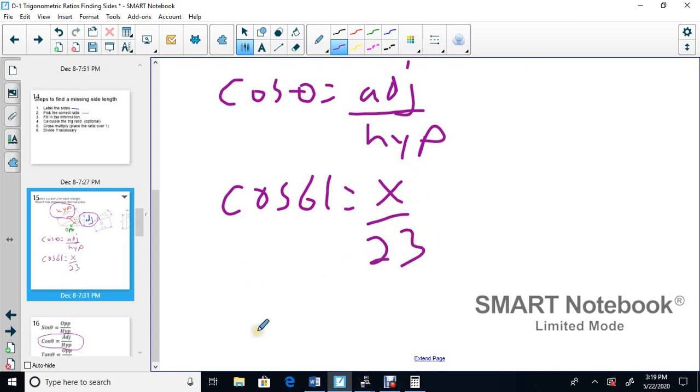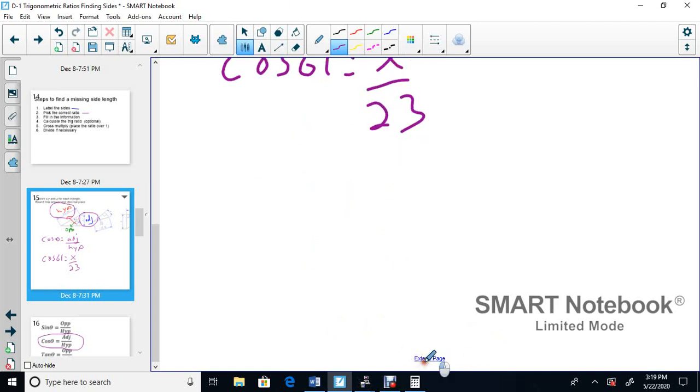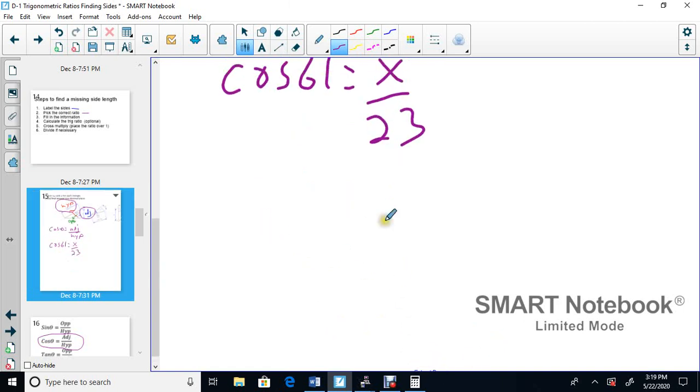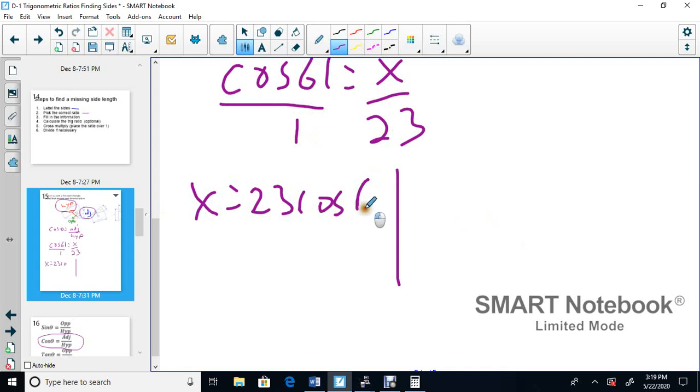Now we either do method 1 or method 2 here. As we did before, this looks exactly like the question way up there. So either you're going to do method 1 or method 2 like we did earlier. I will do my favorite. I'll do method 1 where I cross multiply. I put this over 1 and then I cross multiply here. So I get x equaling 23 cosine of 61.